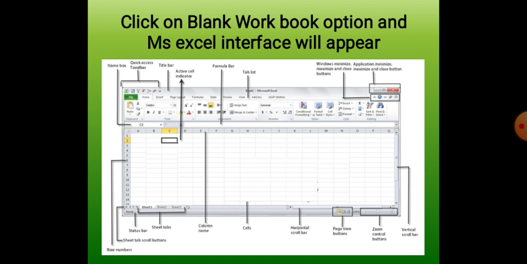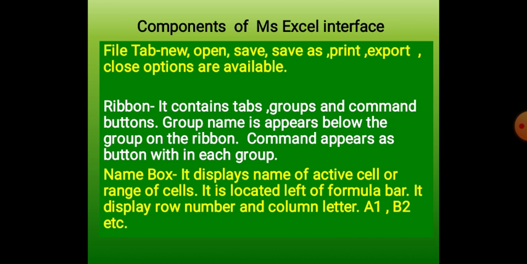As you can see, children, there are some basic components like the name box, quick access toolbar, the top bar which is the title bar, active cell indicator, tab list, formula bar, and at the bottom there is a status bar and sheet tabs, and also there is a horizontal scroll bar, and on the right side there is a vertical scroll bar. So one by one we will discuss each of the components. First we will discuss the file tab.